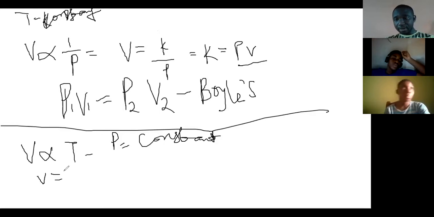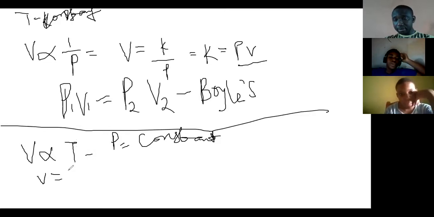V equals to... Where are you looking, Kadilo Barry? Just look at this. V is equal to K over P. Why? Because this involves 1. There was 1 on top, so there's division. But is there division here? No. So what would be here now?